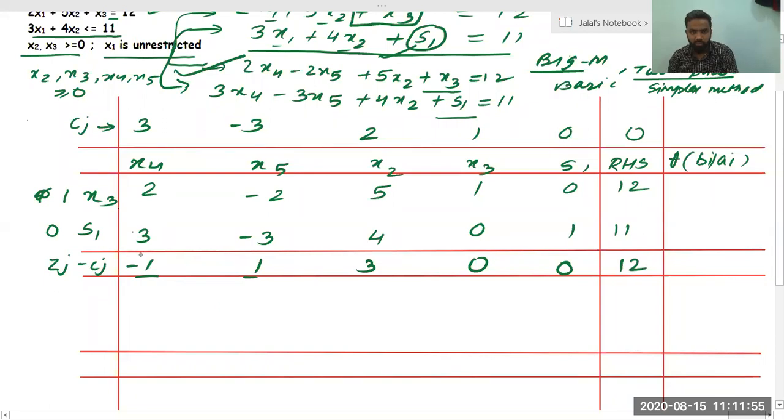Now what is going to happen? This is the most negative. So what I'm going to do with this is 12 by 2 is 6. 11 by 3 is 11 by 3. So which one is the least positive? 11 by 3 is the least positive. So what I'll be doing here is S1 will go out of the solution and X4 will enter. So X3 will be as it is. X4 will enter.